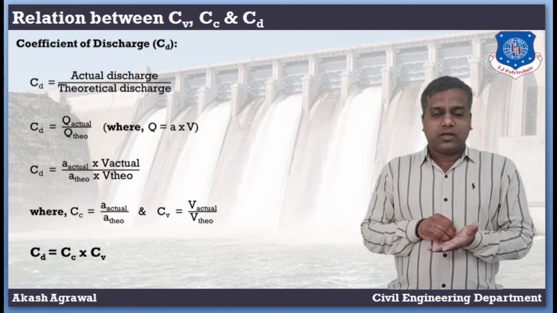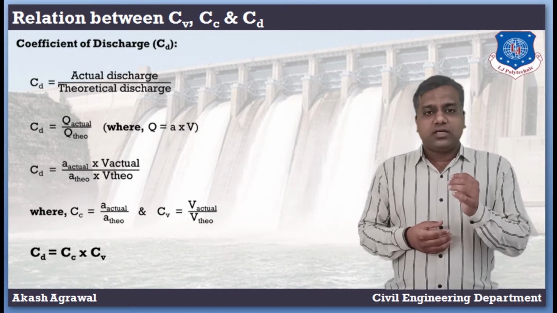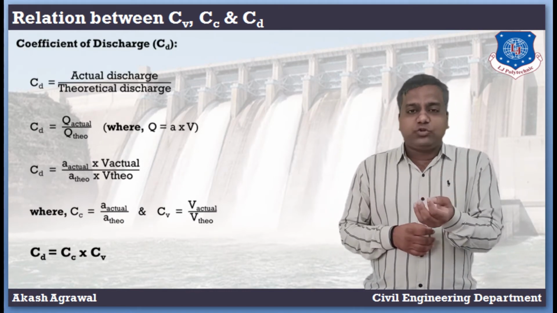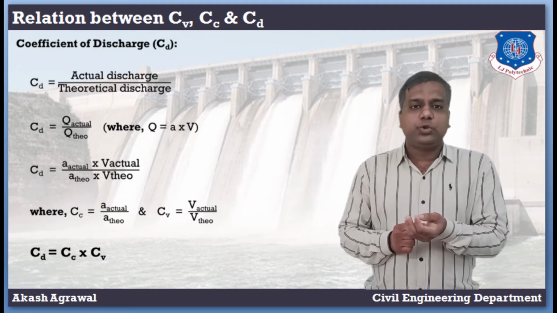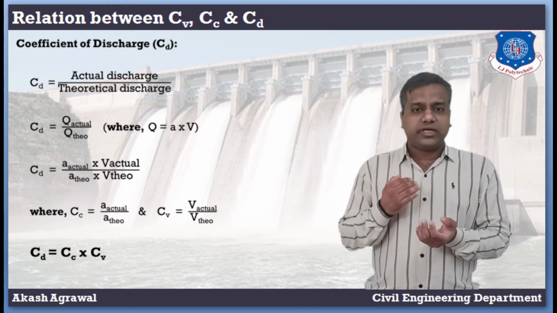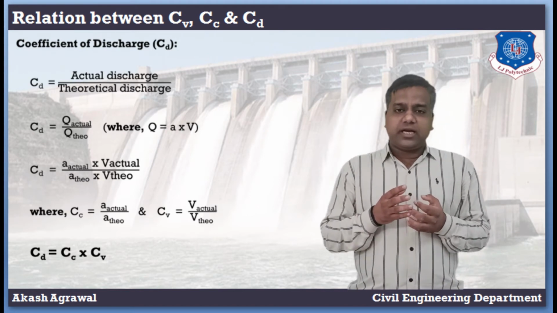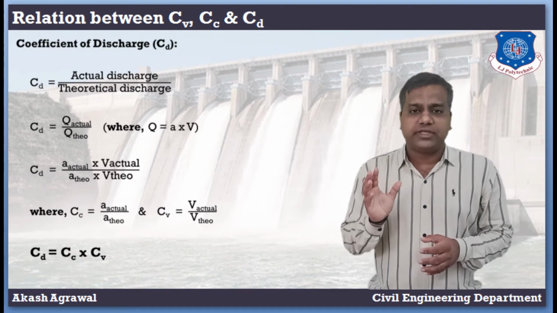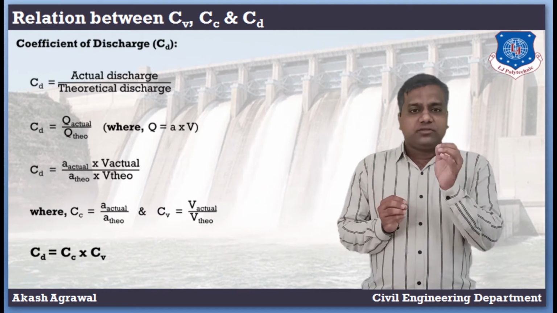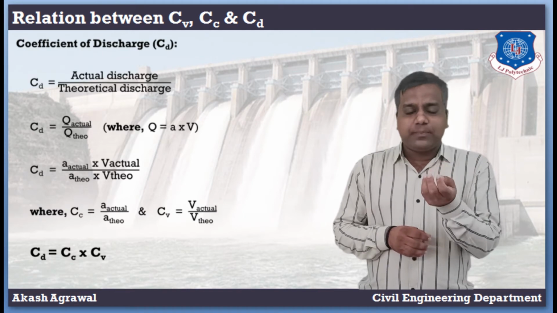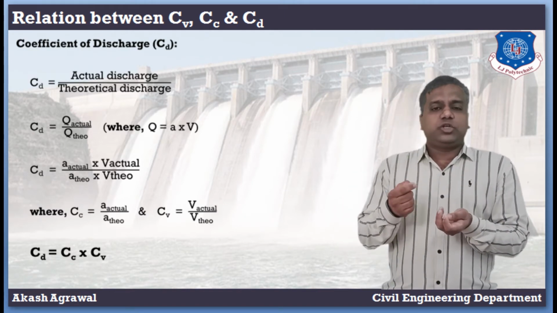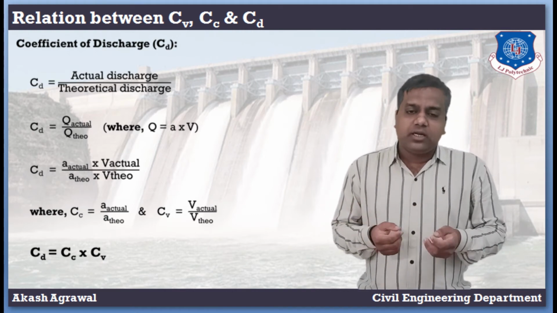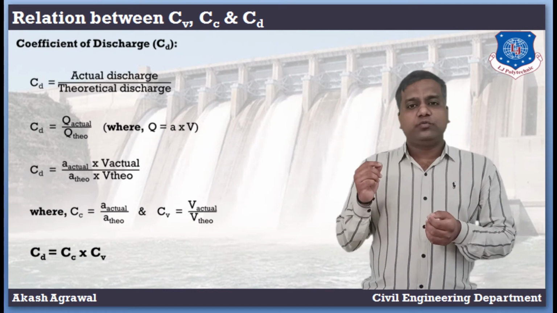First we assume the coefficient of discharge. CD is equal to actual discharge upon theoretical discharge. Actual discharge is denoted by Q actual and theoretical discharge is denoted as Q theoretical. Now we all know that discharge Q is equal to area into velocity, that is A into V. So Q actual is equal to A actual into V actual, and Q theoretical becomes A theoretical into V theoretical.